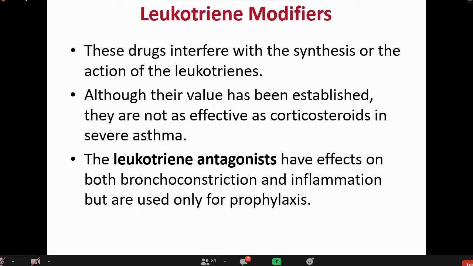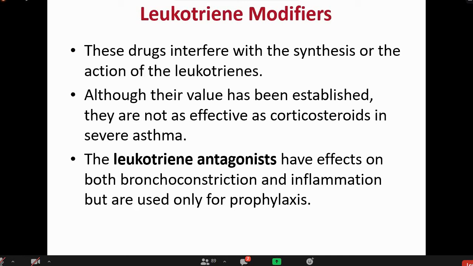If we block the binding sites, then even if leukotrienes are produced anywhere in the body, not only in the respiratory tissues, right? Anywhere in the body, if they enter the lung tissue through blood and bind with the leukotriene receptor, they can produce bronchoconstriction. So if you block the receptor, it will show the most beneficial result as compared to just blocking the lipoxygenase enzyme, right? So these drugs interfere with the synthesis or the action of leukotrienes.